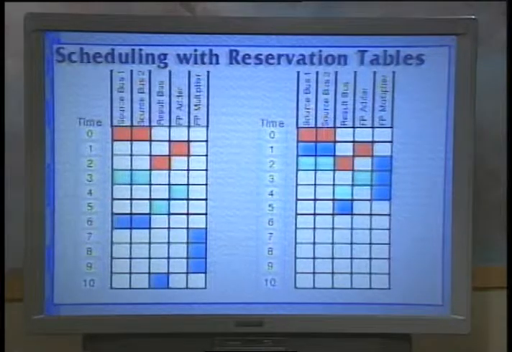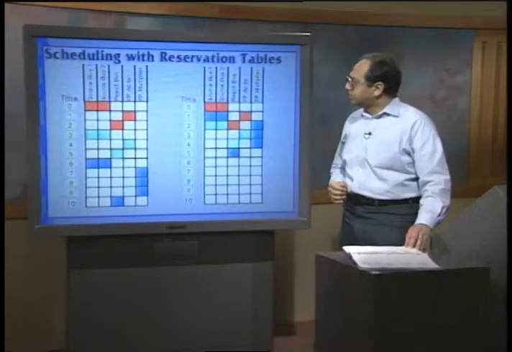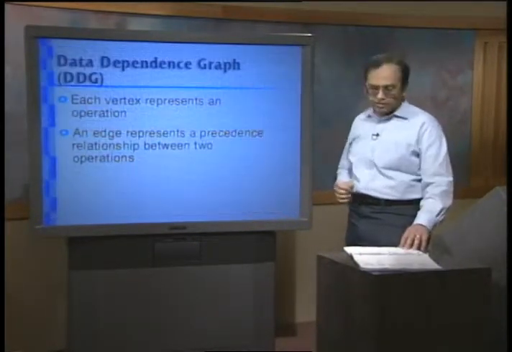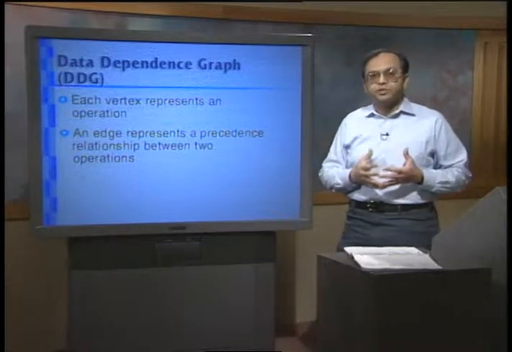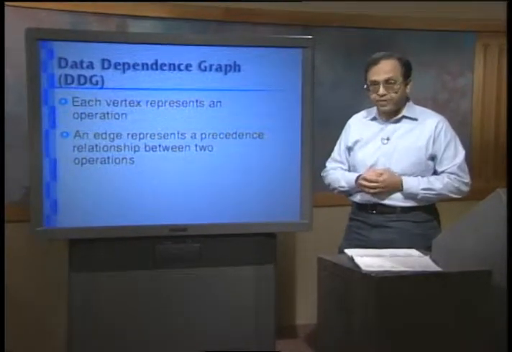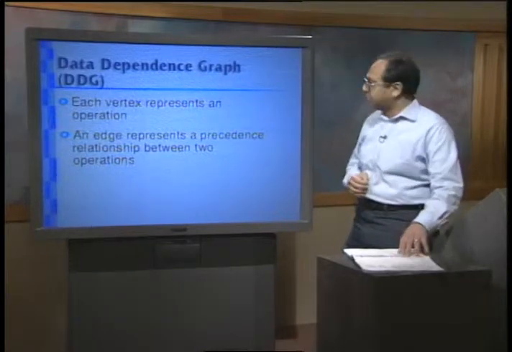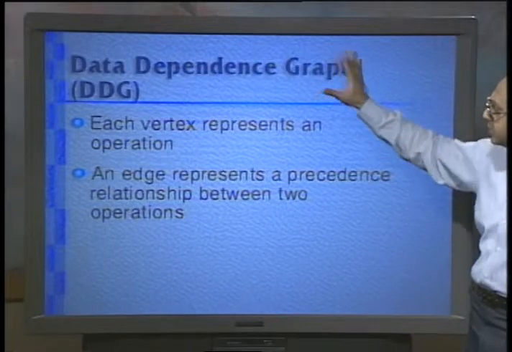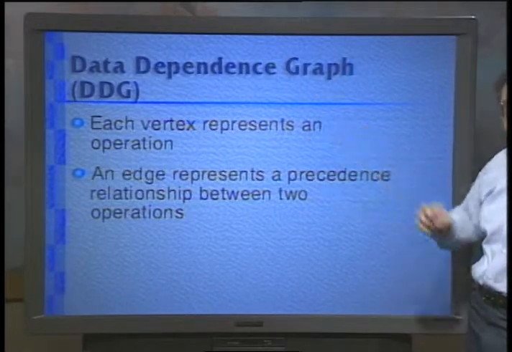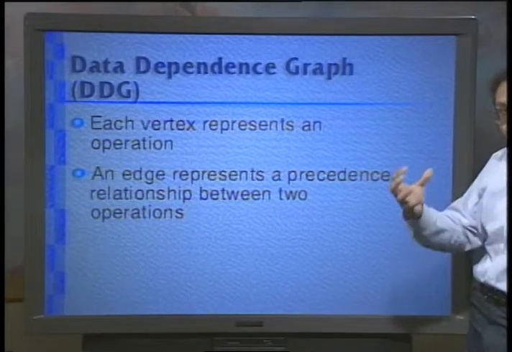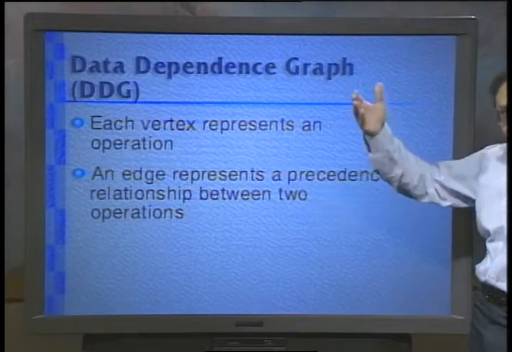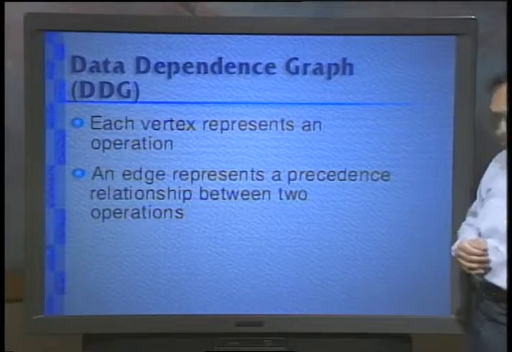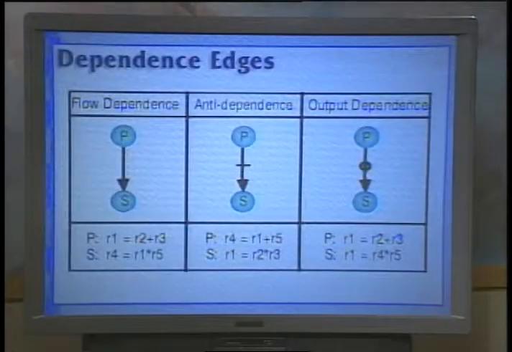Now, in practice, the scheduler has to cope with more than just a resource usage pattern. It has to also take into account the fact that an operation cannot be scheduled before its inputs are ready, and in fact, a number of other such constraints. The scheduler does this by using a data structure called a data dependence graph, in which each vertex represents one operation, and an edge between 2 vertices represents a dependence or a precedence relationship between those 2 operations.